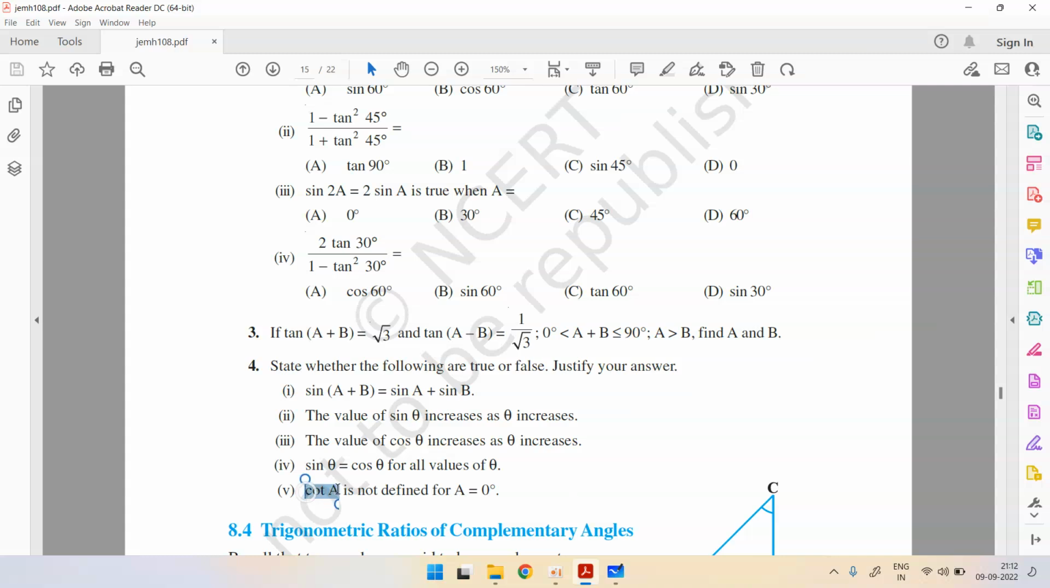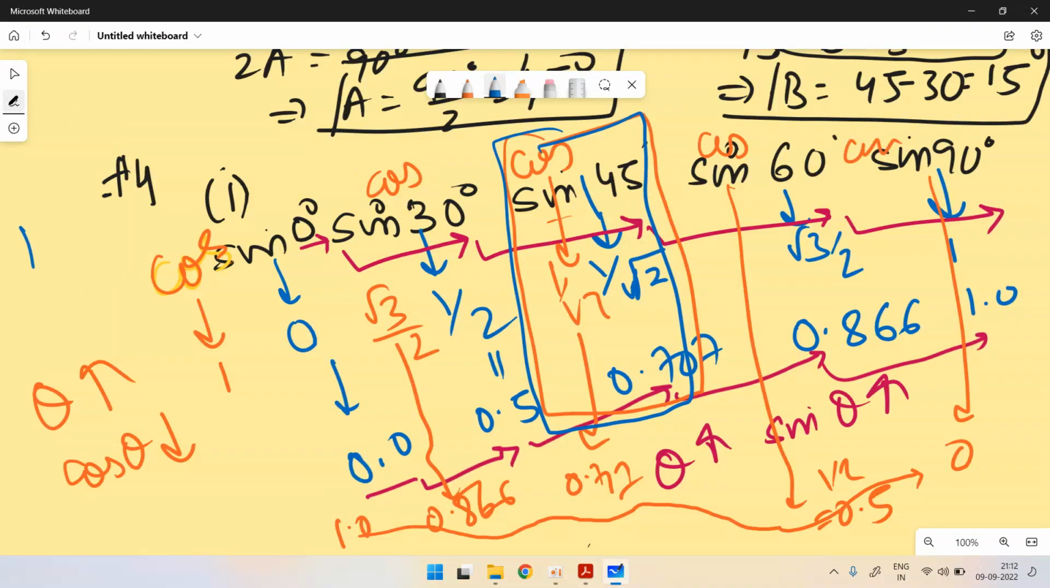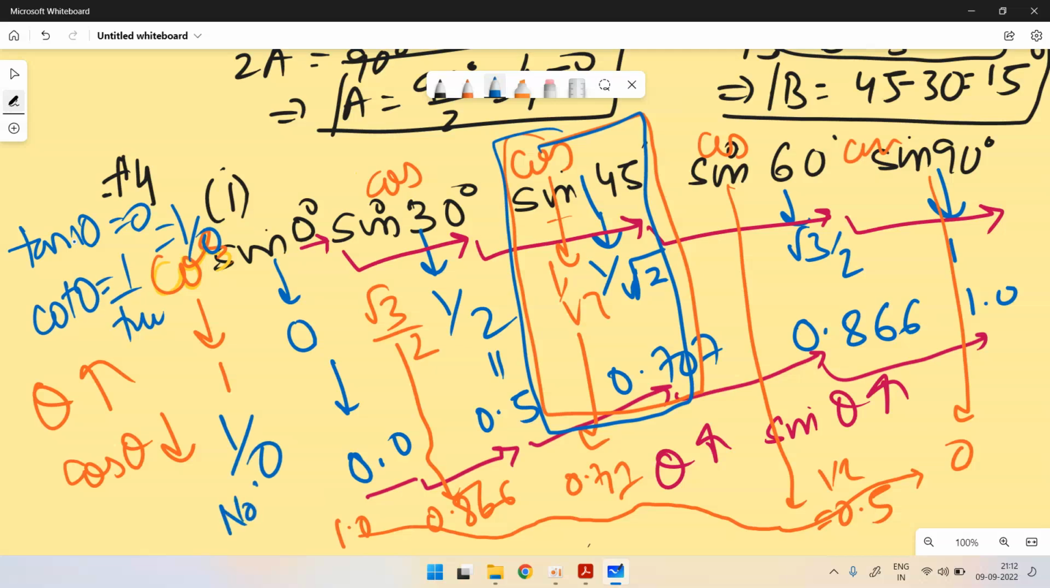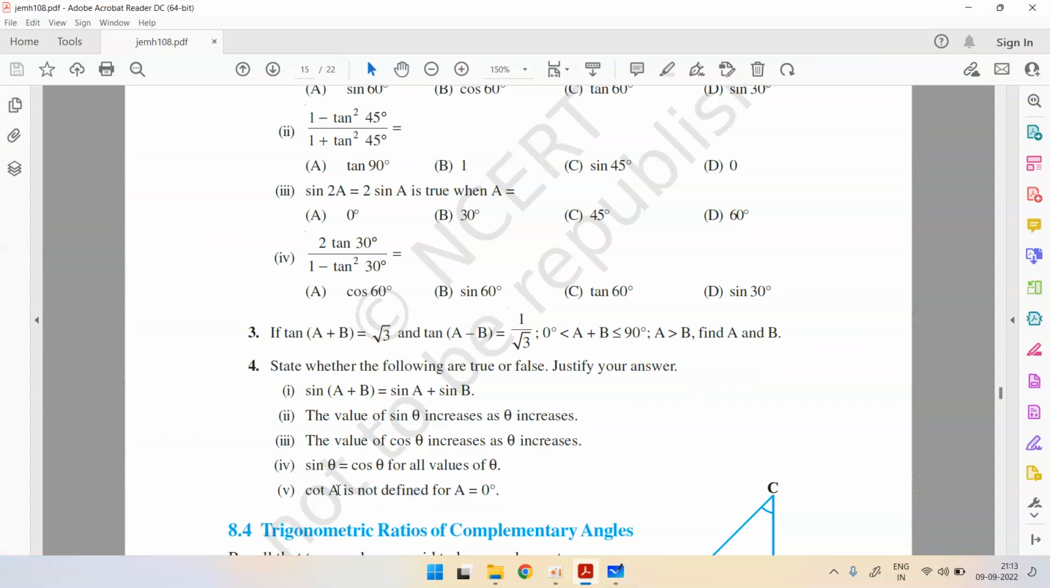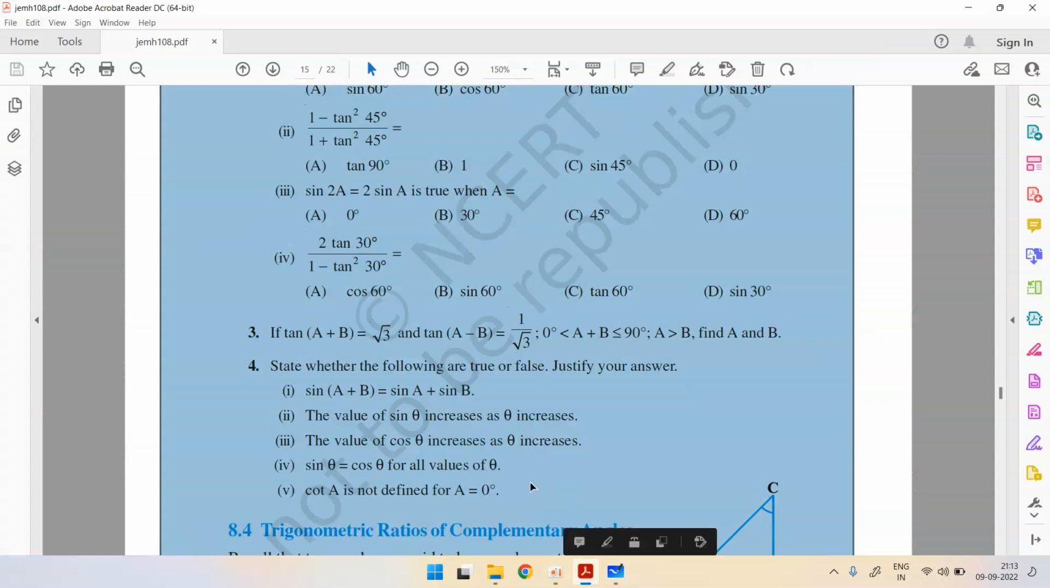Now, cot A is not defined for A equal to 0. You know that tan of 0 is 0. Cot of 0 is nothing but 1 by tan 0, so this is 1 by 0. We know that 1 by 0 is not defined. Hence, the statement that cot A is not defined for A equal to 0 is true.